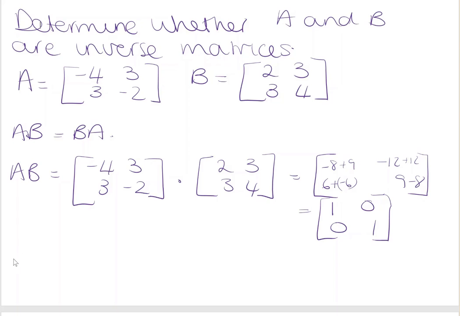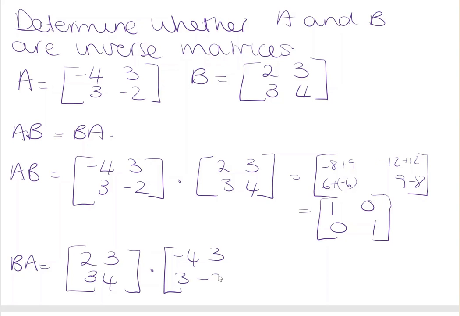So now we need to look at B times A. So just write out the matrices. So 2 times minus 4 is minus 8. 3 times 3 is plus 9. So that is going to be 1.